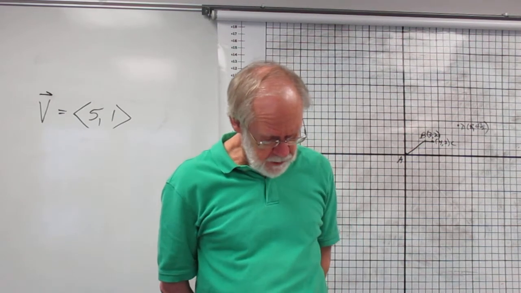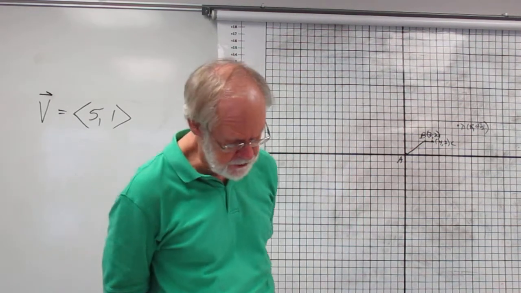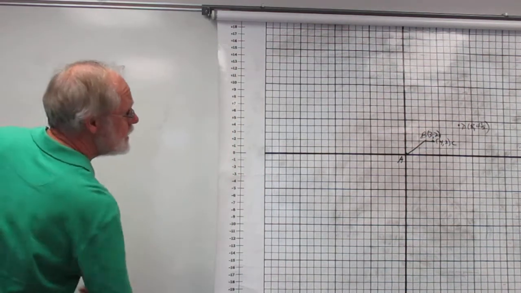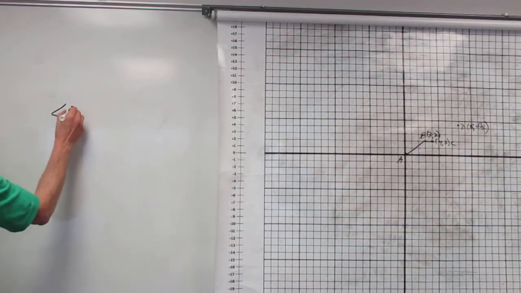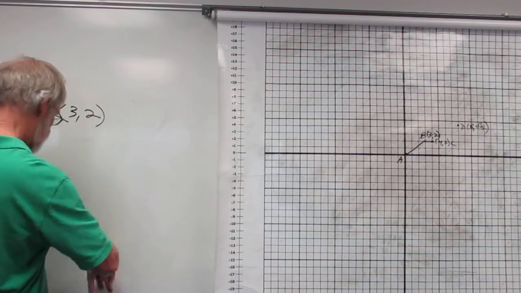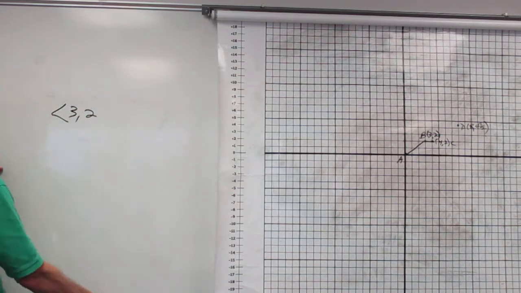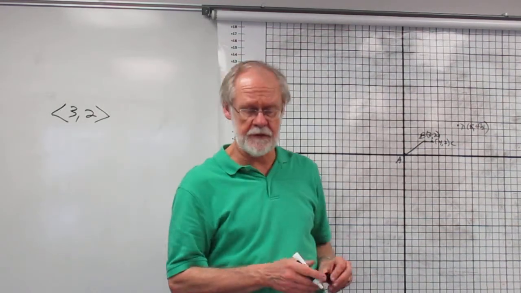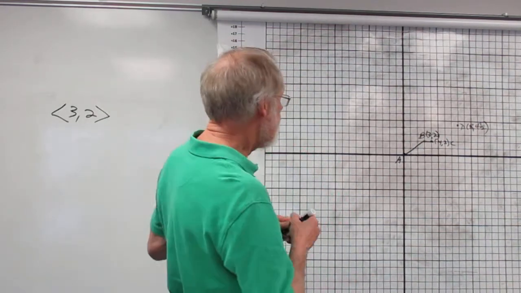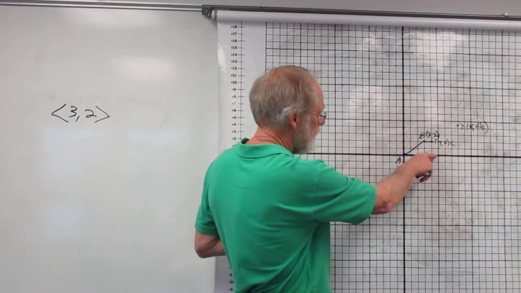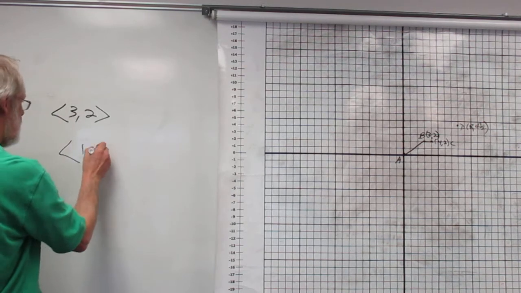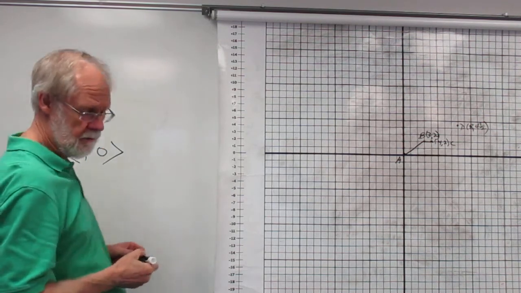And then it says, write the component forms of the two vectors shown. So the first vector, the component form, would be ⟨3, 2⟩, because it went over 3, up 2. Then it went ⟨1, 0⟩. It went over 1 and up or down 0.